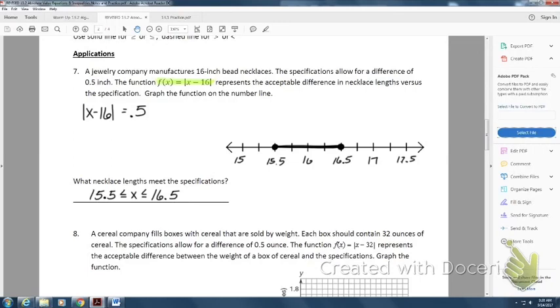So if I was to solve that, I need to set x minus 16 to what two numbers? Positive 0.5 and negative 0.5. On both of them I would add 16. And that will give me the lowest length of necklace and the highest, or longest, length of necklace. Questions on that problem? Let's go down to the next one.